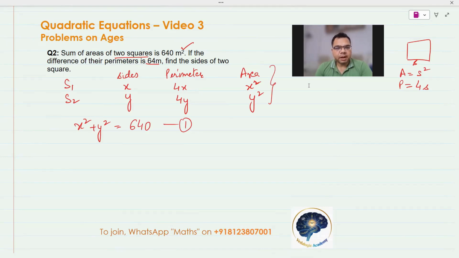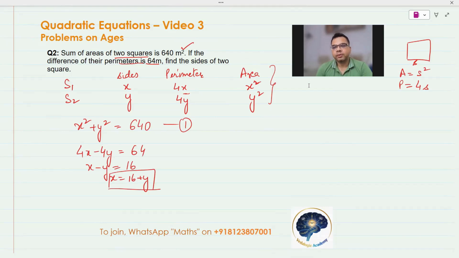So coming to the second part, we are going to use the difference of the perimeters, 64. Let's say that 4x is bigger and 4y is smaller. So 4x minus 4y equals 64. Or I can divide the whole equation by 4. So it becomes x minus y equals 16. Or I can say x equals 16 plus y.